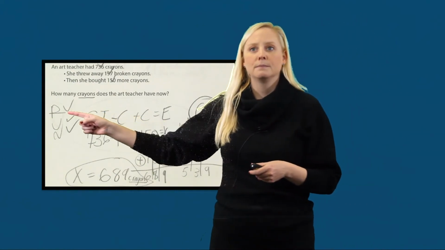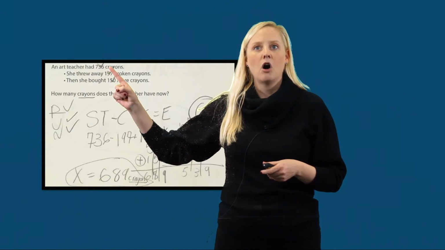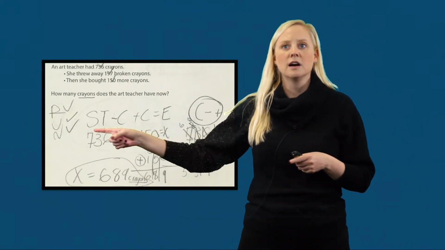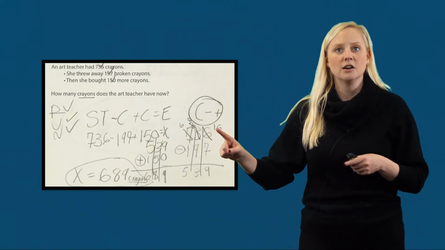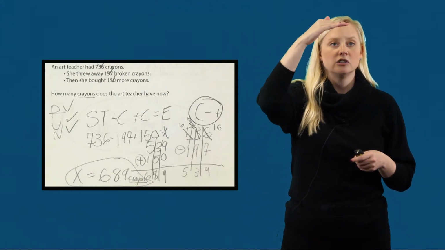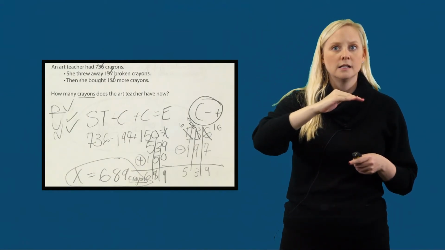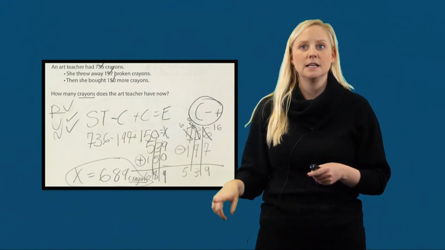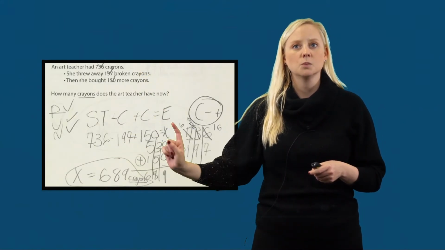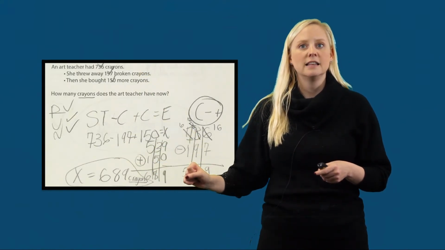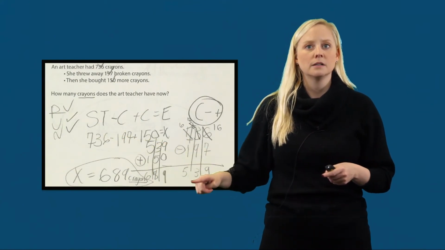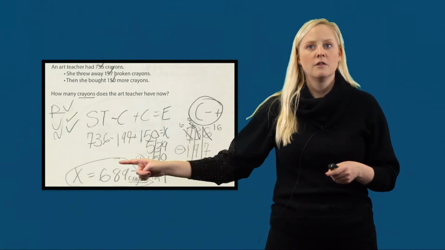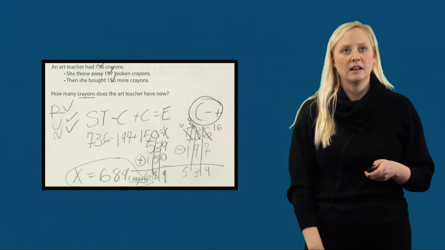Here, the student read the problem, underlined the label as crayons. All three of our numbers are talking about crayons, so we don't have any irrelevant information. The student correctly identified this as a change, decrease then increase, because the art teacher had crayons, broke crayons, and then bought more. The student correctly wrote the equation ST minus C plus C is the same as E. Put our numbers in, 736, 197, 150. Isolated the X. Started with these first two numbers, subtracted, got this number, and then added our second change number for a total answer of 689 crayons.